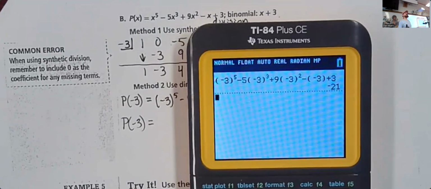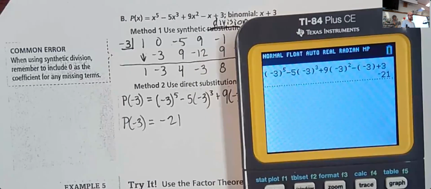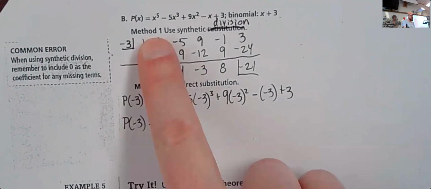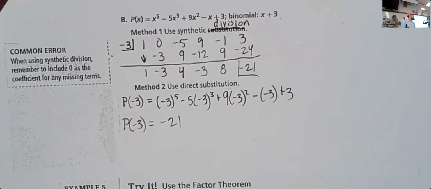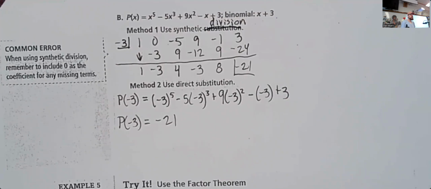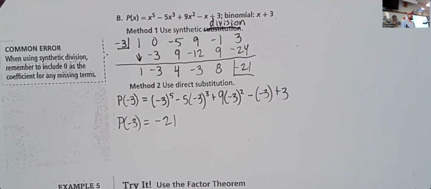All right, take a look. Eyes up here, please. Thanks. All right. Answer's -21 either way, right? What does that tell us about the factor situation here? Is x plus 3 a factor of that polynomial? No, why not? Yeah, that's not a 0.